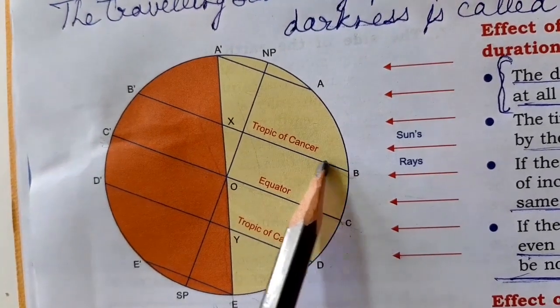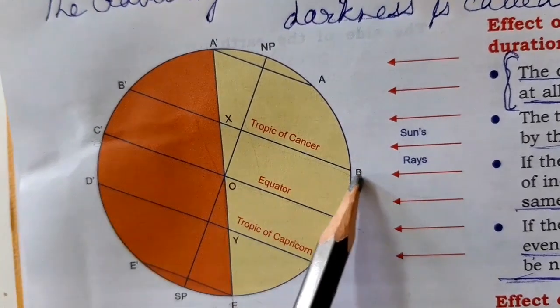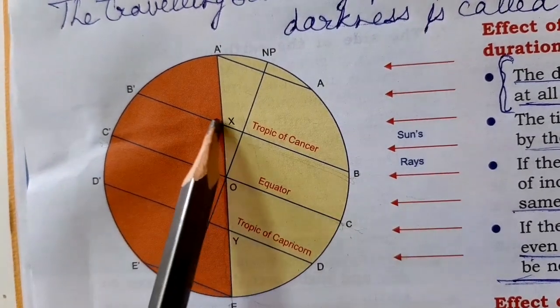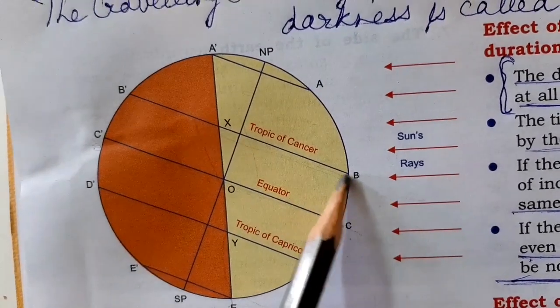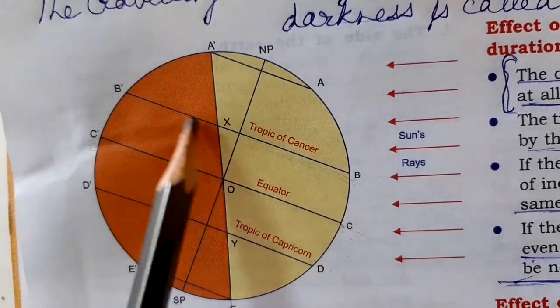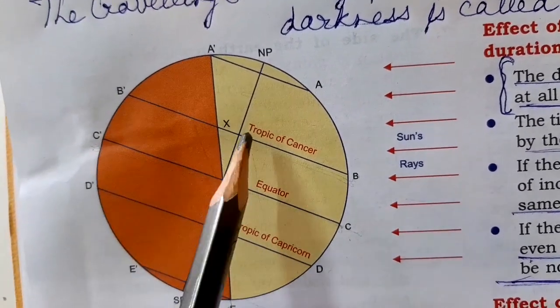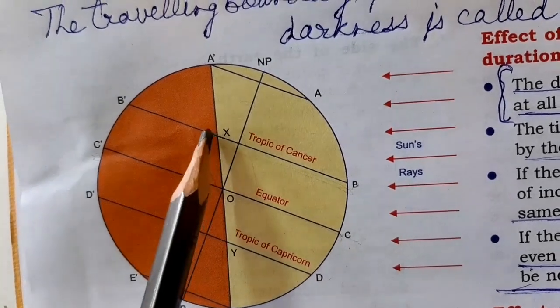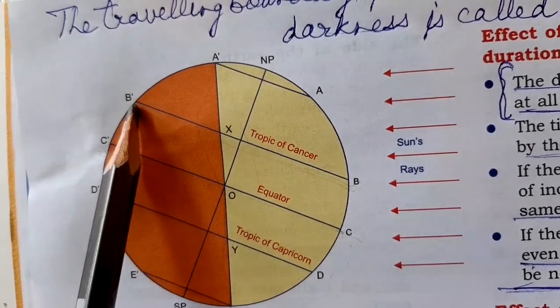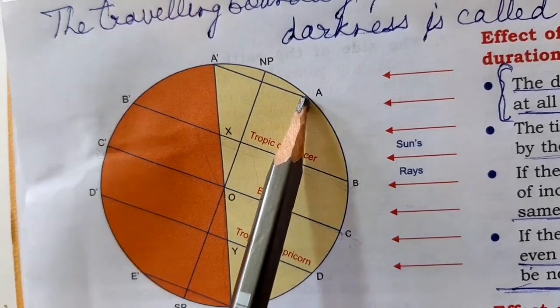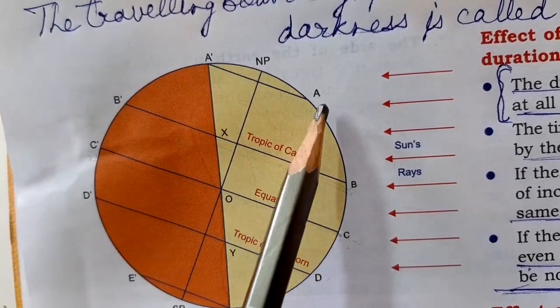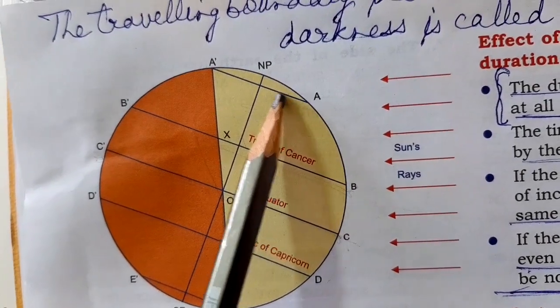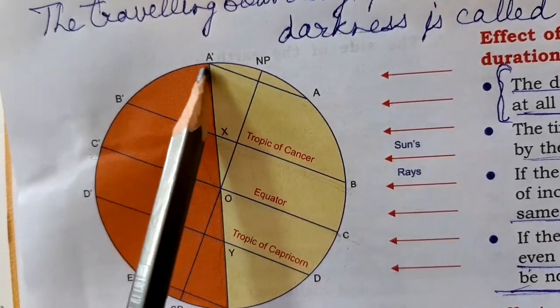At the Tropic of Cancer, here what is happening is that this point B and this point X, this length BX is more than the B dash X length. What does this show? This shows that the duration of daylight is longer than the duration of night. And if you consider the Arctic Circle, let's say this is the Arctic Circle, the A point here. So here if you see this A dash A, this is completely lit up.